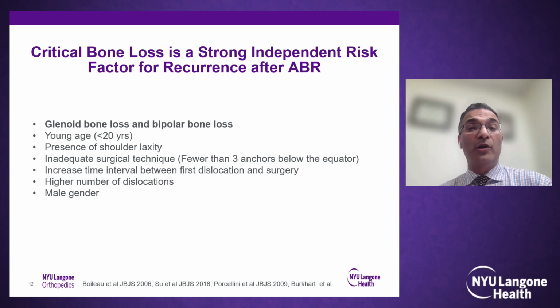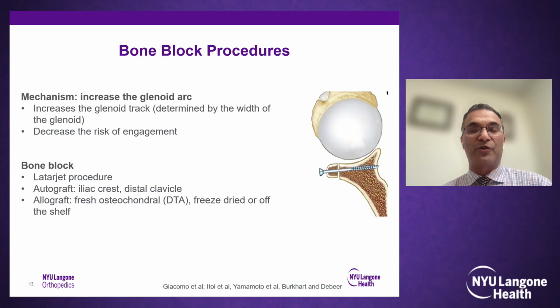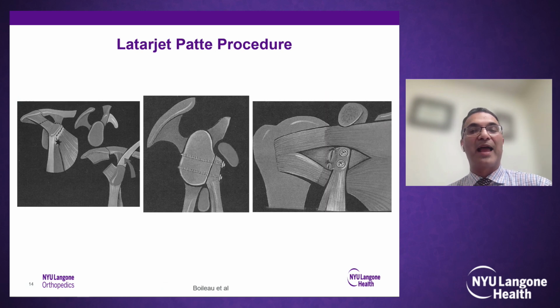Now, critical bone loss is a strong independent risk factor for recurrence, not only prior to an arthroscopic surgery, but even after an arthroscopic Bankart repair, which is why a bone block procedure came into vogue. The mechanism is to increase the glenoid arc. By increasing the glenoid arc, we are actually improving the glenoid tract by increasing the width of it and decreasing the risk of engagement. Now, a bone block procedure can be the Latarjet procedure, or you could use an autograft like iliac crest or an allograft like fresh osteochondral allograft.